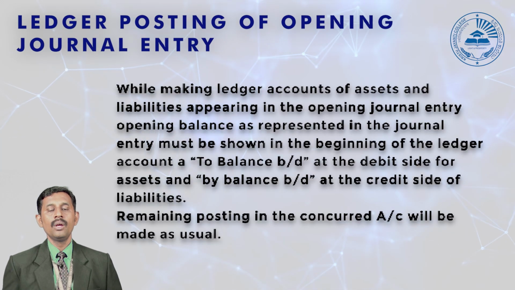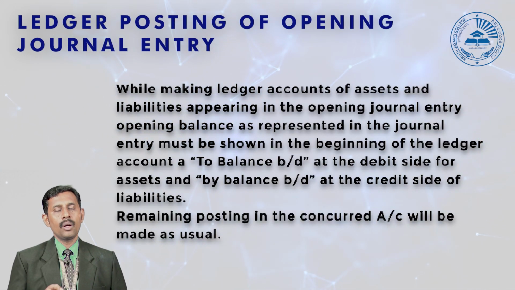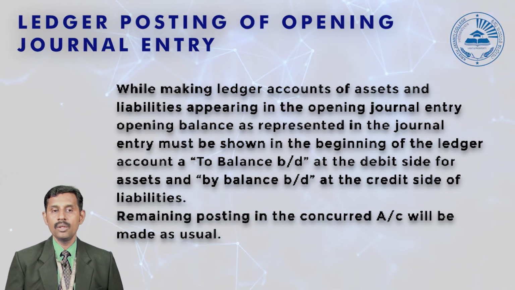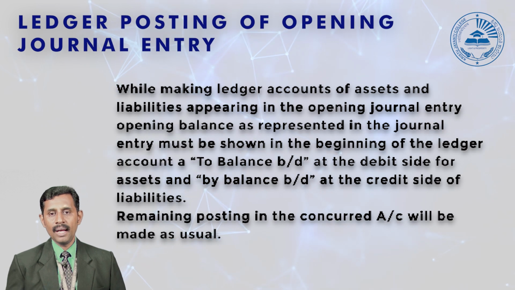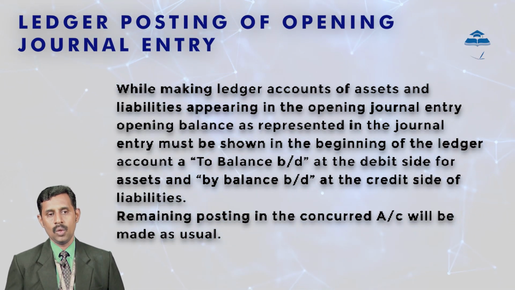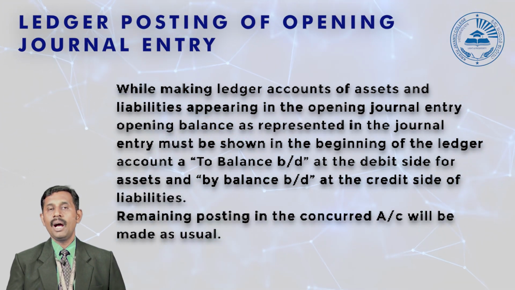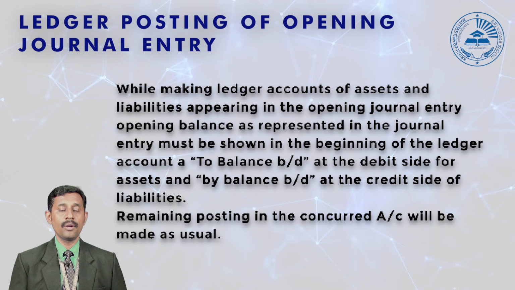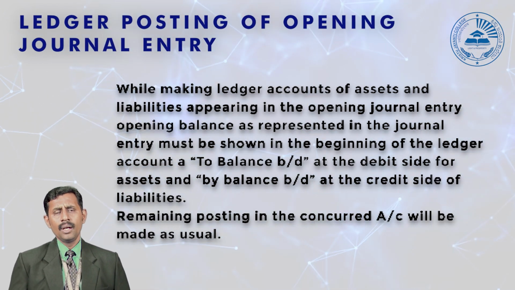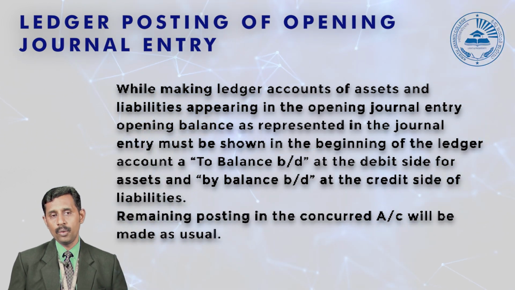So how can we go with it? How can we open a journal entry? While making ledger accounts of assets and liabilities appearing in the opening journal entry, opening balance as represented in the journal entry must be shown at the beginning of the ledger account. 'To balance brought down' on the debit side for assets, and 'by balance brought down' on the credit side for liabilities. So earlier we saw how the journal entry will be opening.